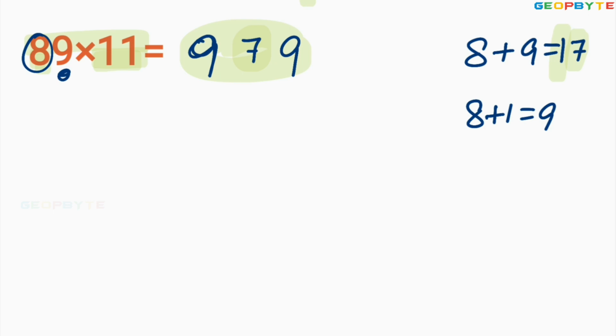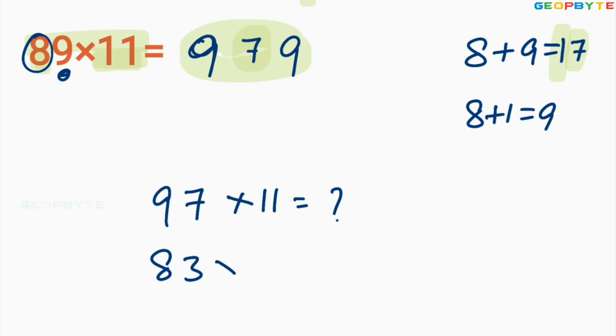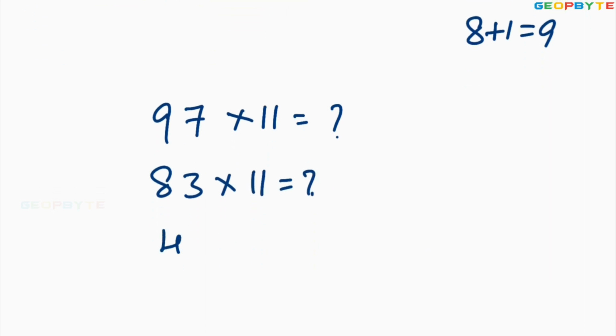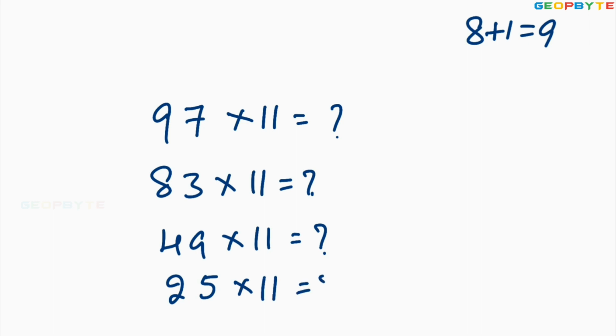Dear friends, I hope you clearly understood. You try some more multiplication numbers like 97 into 11, 83 into 11, 49 into 11, 25 into 11. You try these problems.